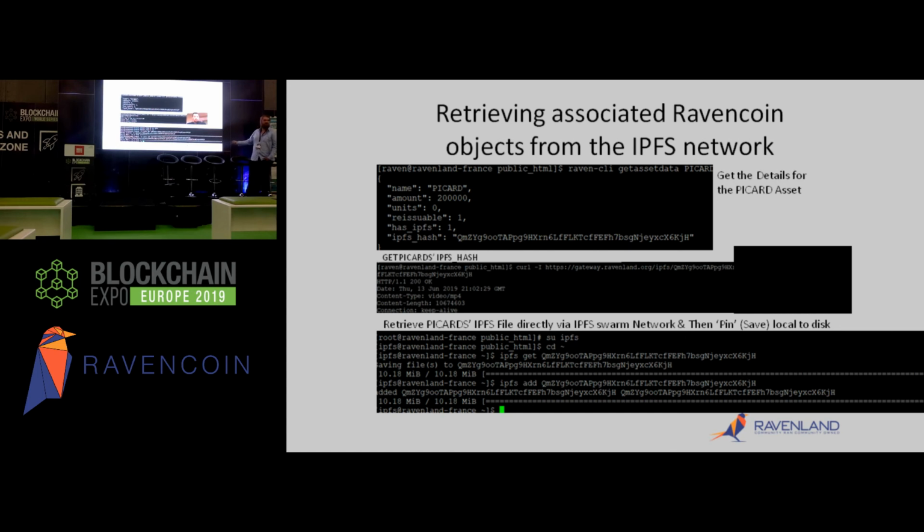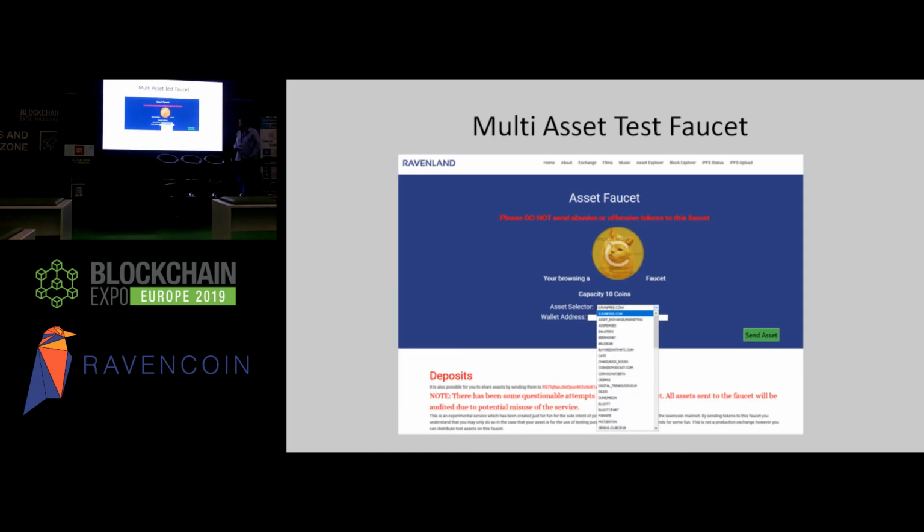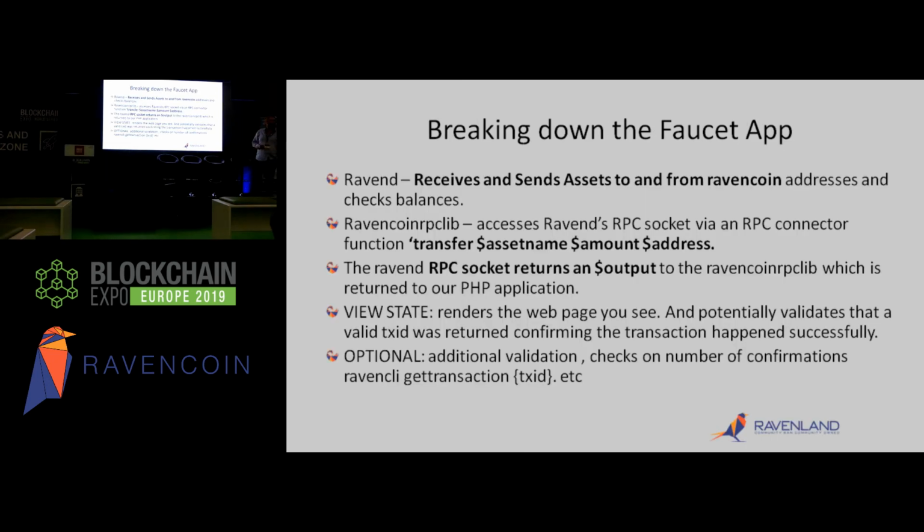So we can literally use Ravencoin as a library, but we can also use it as a distributor. This is a simple multi-asset faucet that I put together. It's surprising, really. It's quite difficult to figure out how to do these things, but once you're doing them, they're very easy. And hopefully that comes across in this presentation, and it can help people that want to develop a little bit more about it.